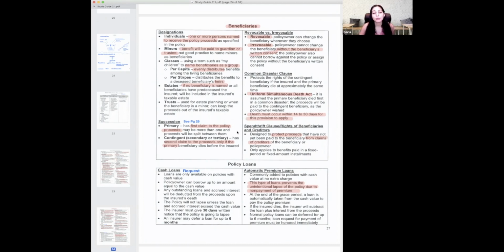Okay, spendthrift clause, or the right of beneficiary and creditors. I always think of the spendthrift clause as the creditor clause. It protects your money from creditors. So let's say you pass away and you owed money to a creditor. Some creditors most likely would find out that your family is about to get a sum of money, and what will they do? They're going to say, oh, that person owed us money, give us the money that you're about to get from the life insurance policy.